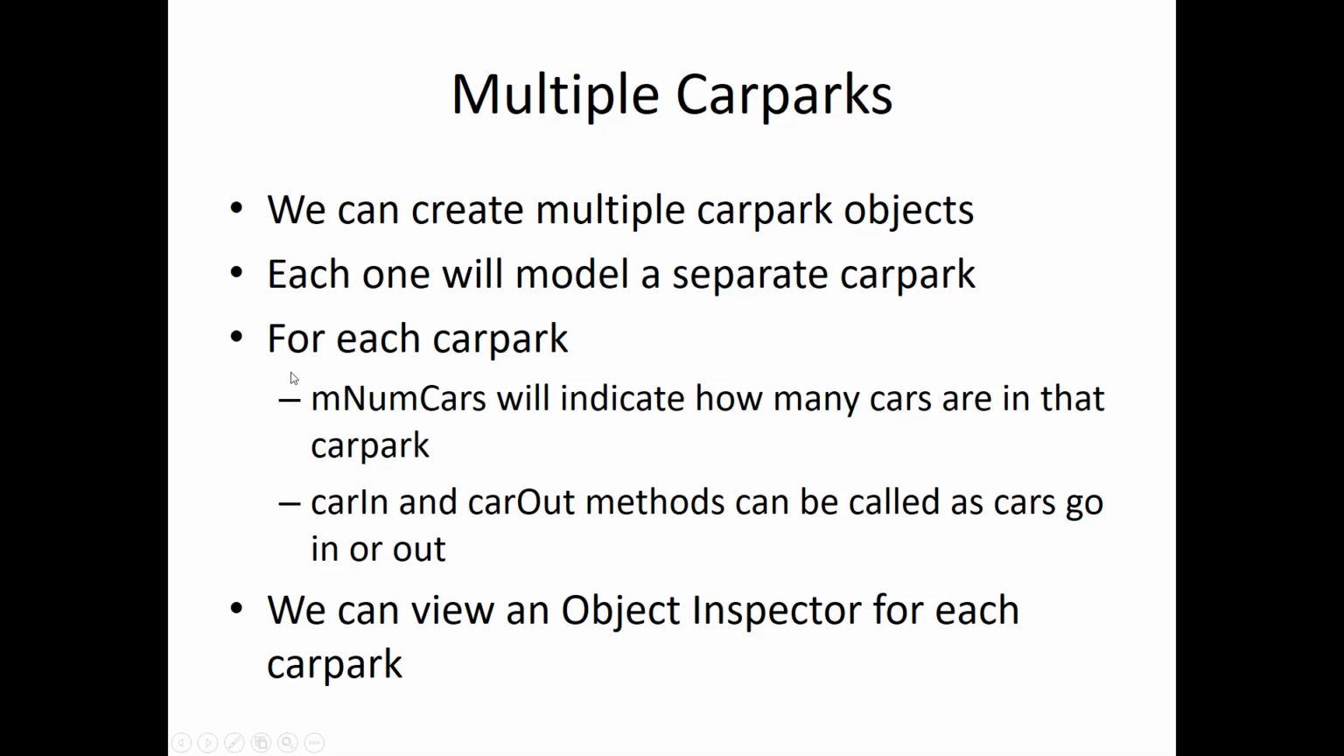And we can do that with the car park class. We can create multiple car park objects. For example, if we're a large company with several car parks that we own, we can model how those car parks all operate independently within the same program, and we would call the car in and car out methods for each of our car parks, and we can view the object inspectors for each car park to see how we're getting on. And we'll have a look at that right now.